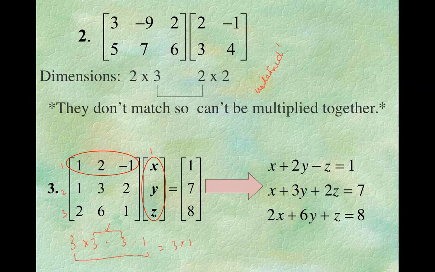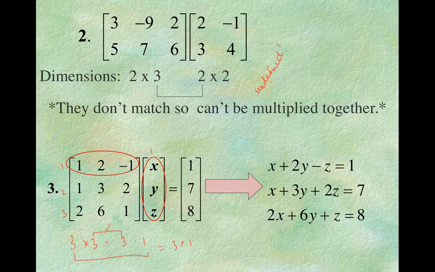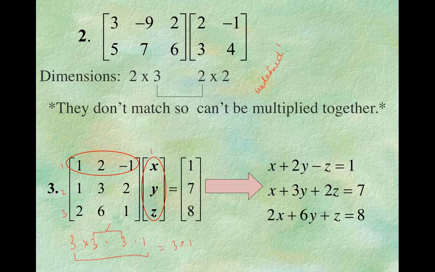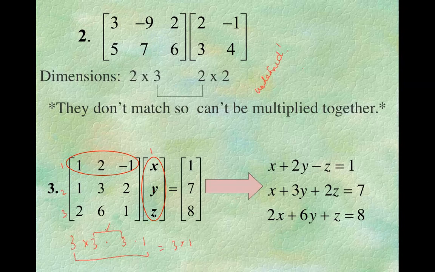Check this out. Bam! 1 times x, 2 times y, negative 1 times z is going to equal negative 1. 1 times x, 3 times y, 2 times z, when I sum them up, it's going to equal 7. My third row, first column: 2 times x, 6 times y, 1 times z equals negative 8. Whoa, how neat is this? It's a system of equations, right? Where we could then solve using what we know about systems.